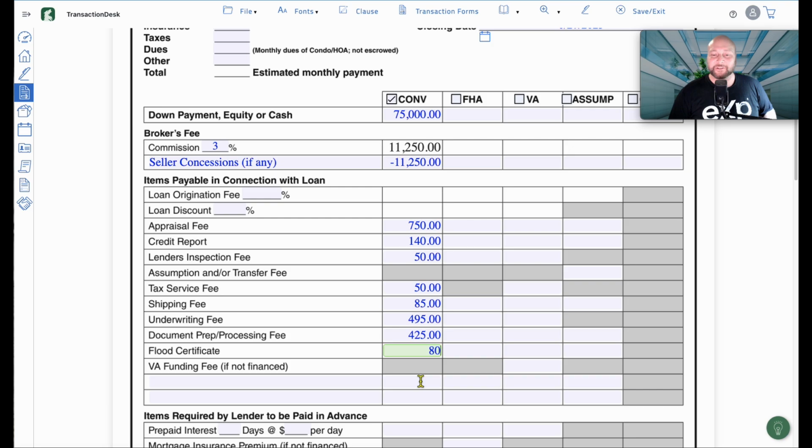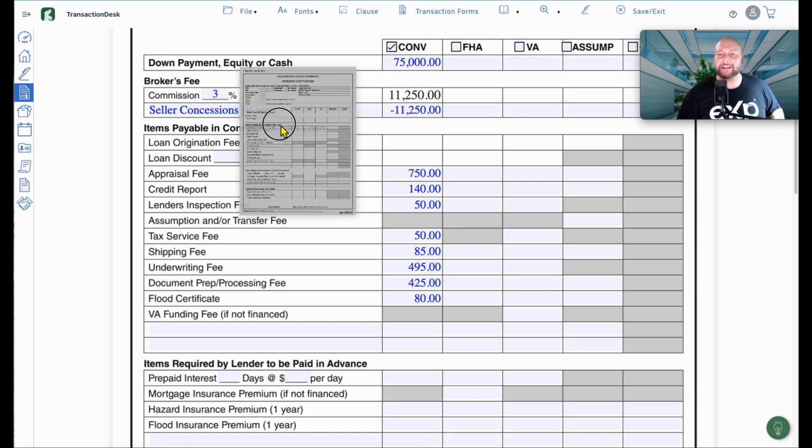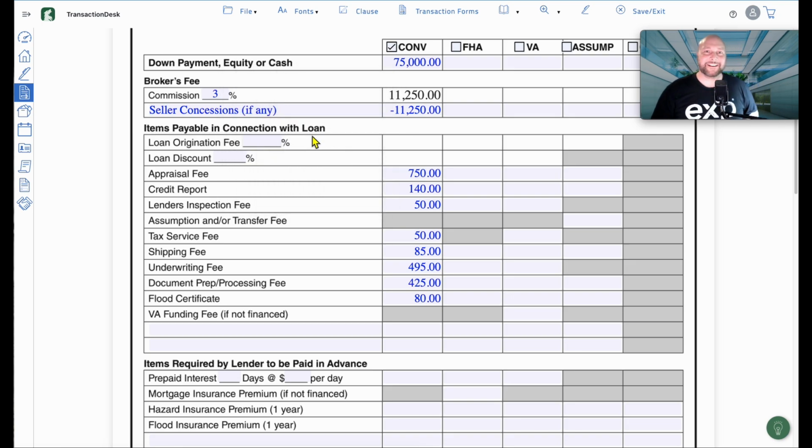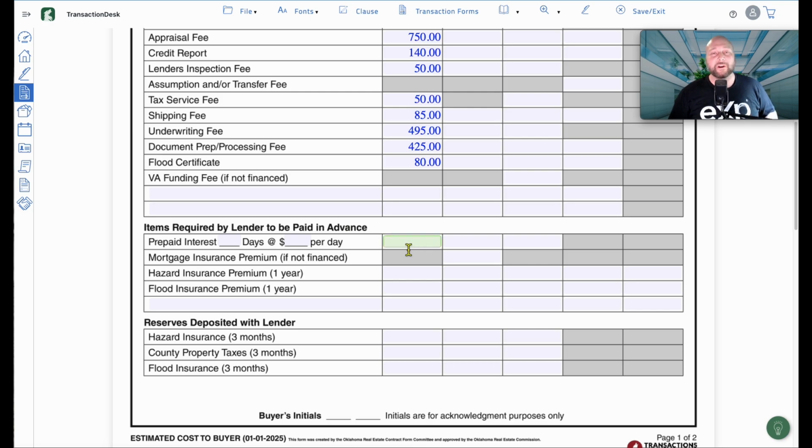So any questions right there on items payable in connection with the loan? I tried to highlight that, but because I'm doing the screen recording, it didn't let me highlight it. Any questions on items payable in connection with the loan? No? Okay, let's move over here to prepaid interest.